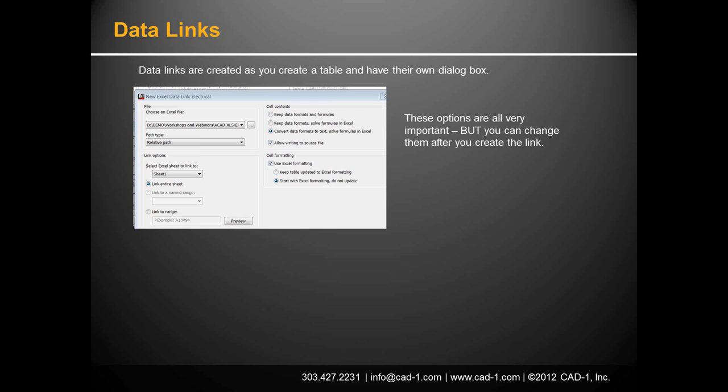So a moment ago when I was in the table creation dialog box, I've got an option for creating a data link, and it'll bring up this neat little dialog box. The options that you see in front of them are all very important. I'll describe a few of them as we're going through here. They're all very, very important. But don't panic, because if you get through all of this and you say, oh, I meant to do this or I meant to change that option, you can come back into this and you can change them after the fact.